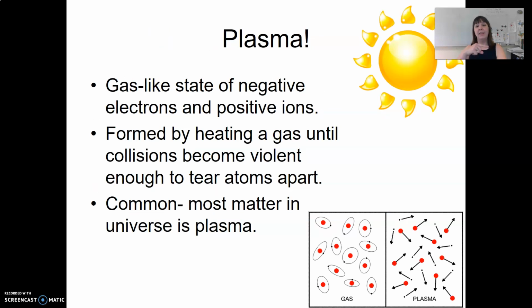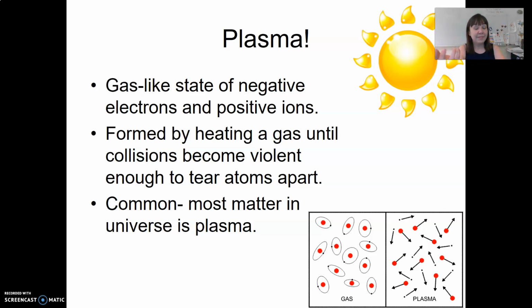So a solid, if it heats, breaks apart into a liquid, and as it's heated further, the bonds will break into a gas. If you heat a gas, there becomes a point at which the gas is so energetic that the molecules zipping around start running into each other so fast and so violently that they rip each other apart. So you end up getting these negative electrons and these positive ions floating around separate of each other.